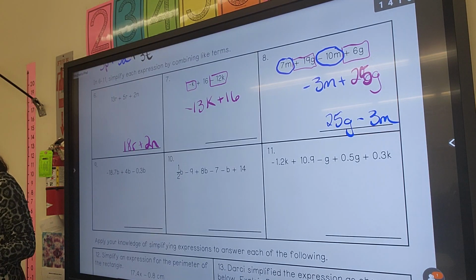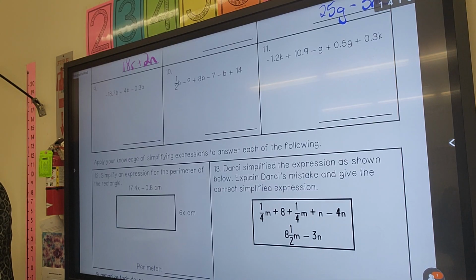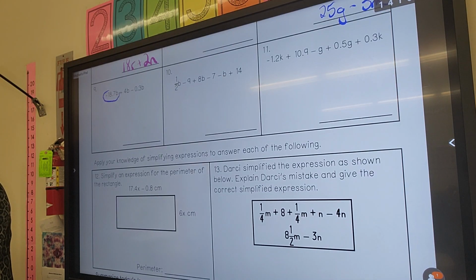Let's try 9. What are my like terms with number 9? All three of them. Yes, they all have the variable b. So if I can pick out any two that combine easily, like negative 18.7b and negative 0.3b, I know those would combine to make a whole number.